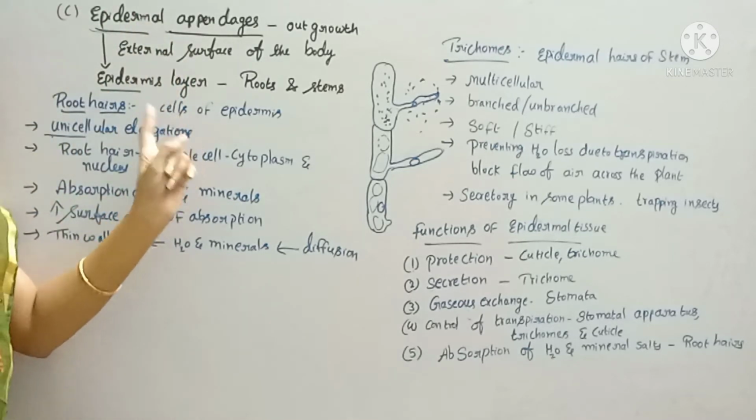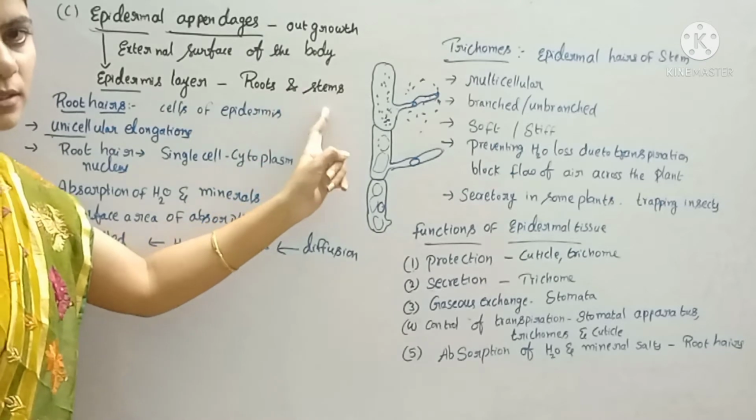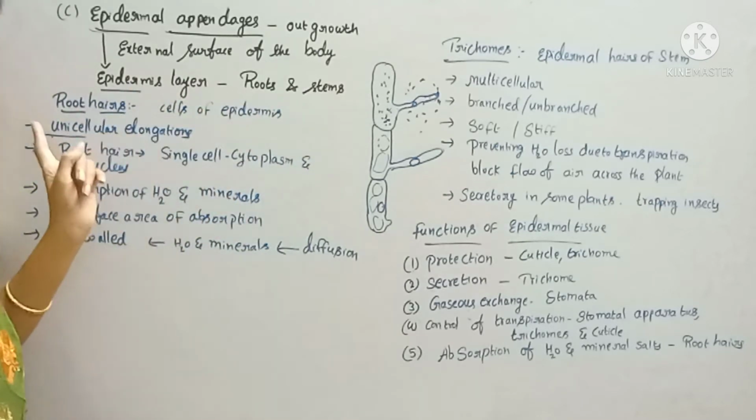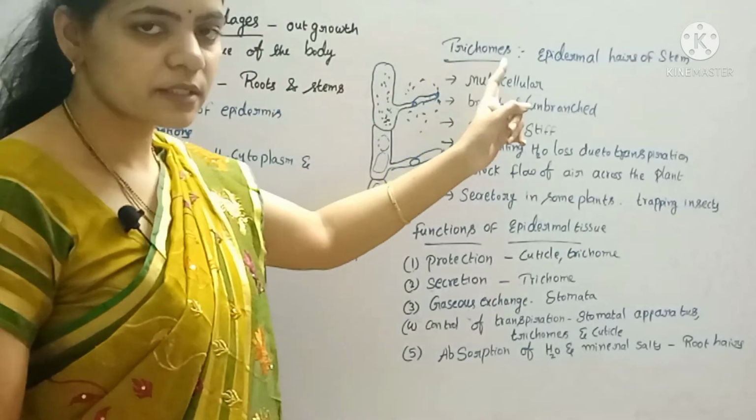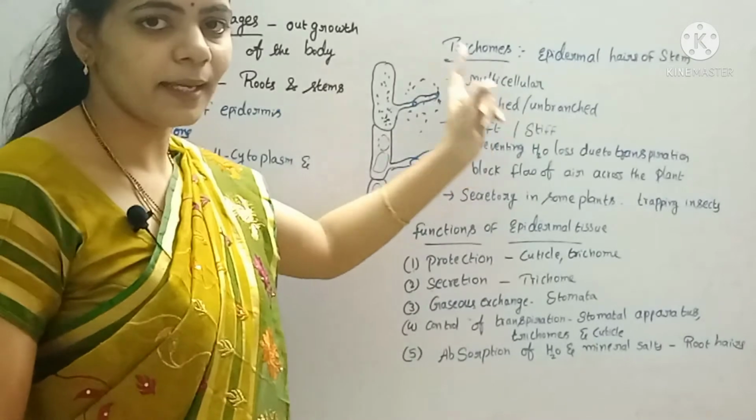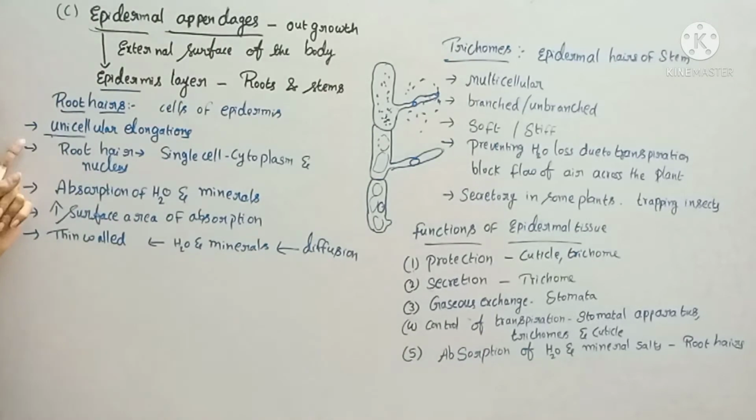Here, these appendages develop from the roots and stems. From the roots, root hairs develop as appendages. From the stem, hairs or trichomes are the appendages. We see the root hairs. The cells of these root hairs develop from the cells of the epidermis only.